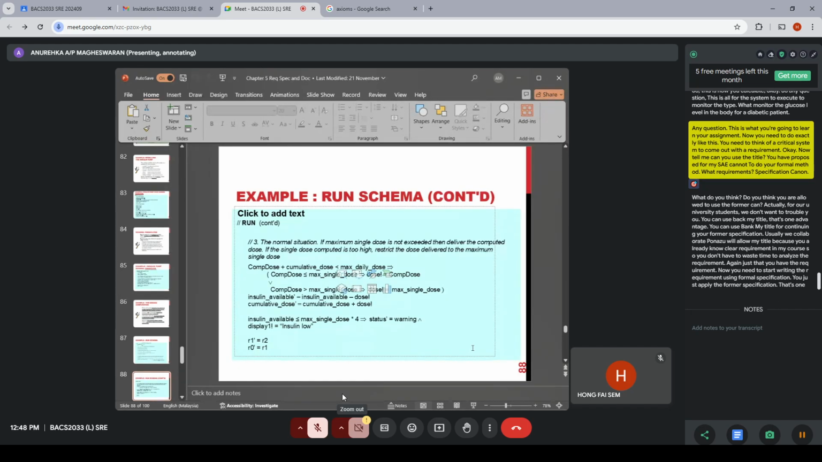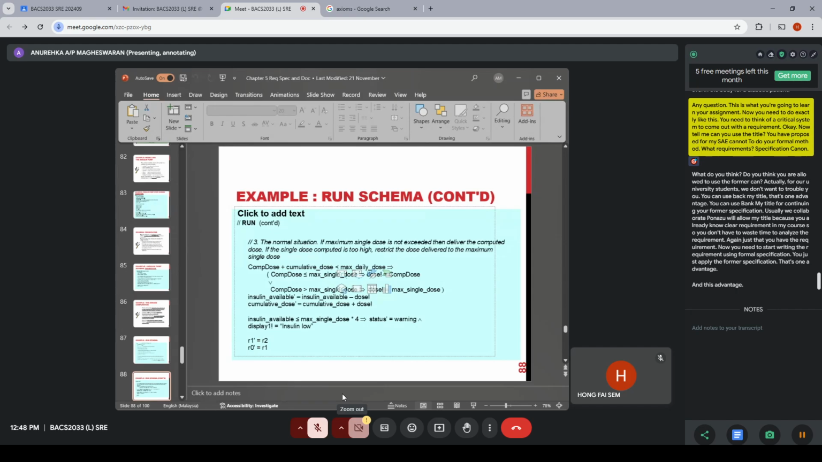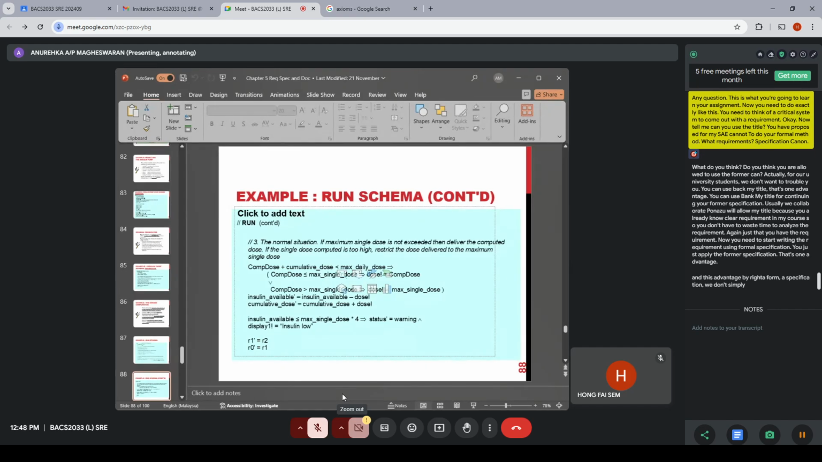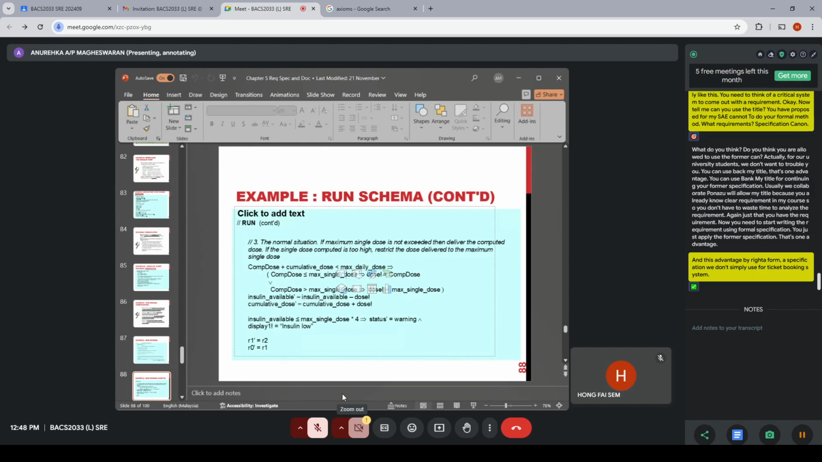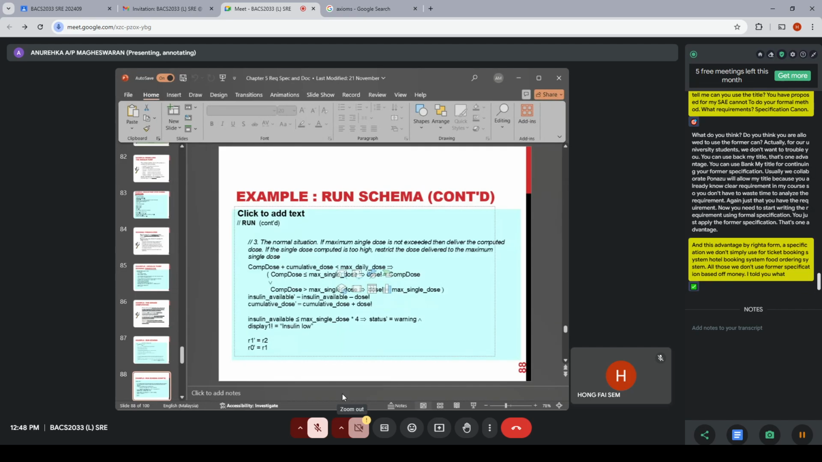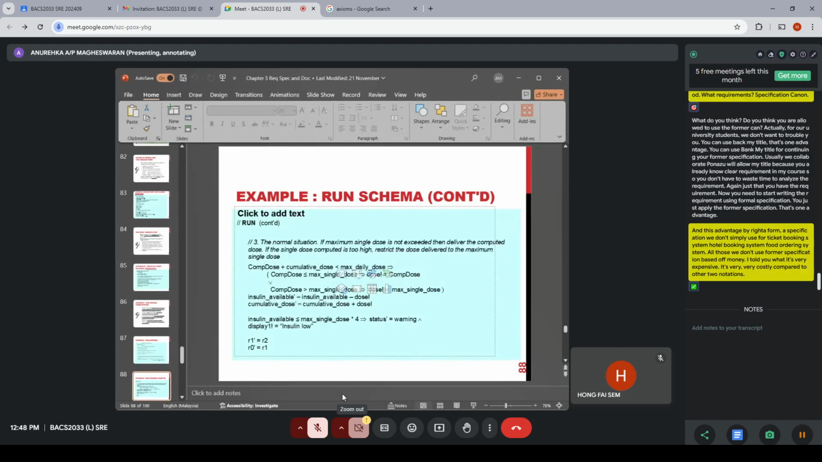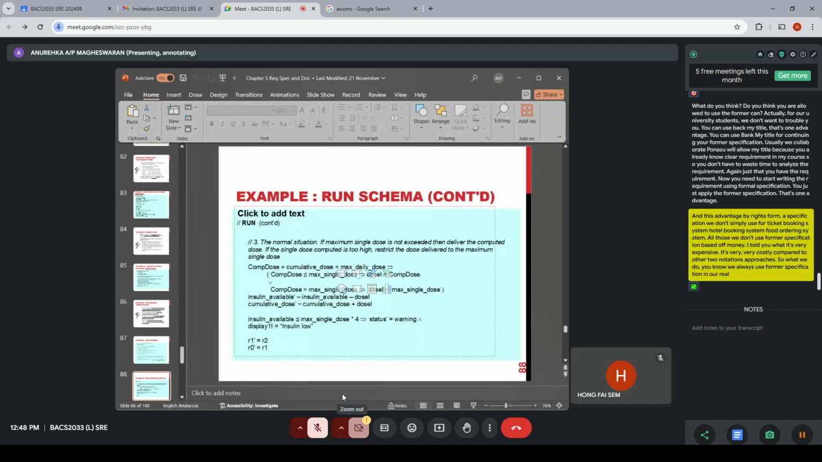That's one advantage. The disadvantage, by right, formal specification we don't simply use for a ticket booking system, hotel booking system, food ordering system. All this we don't use formal specification. Waste of money. I told you, it's very expensive. It's very, very costly compared to the other two notation approaches. So what we do, we always use formal specification in our real life projects, right?